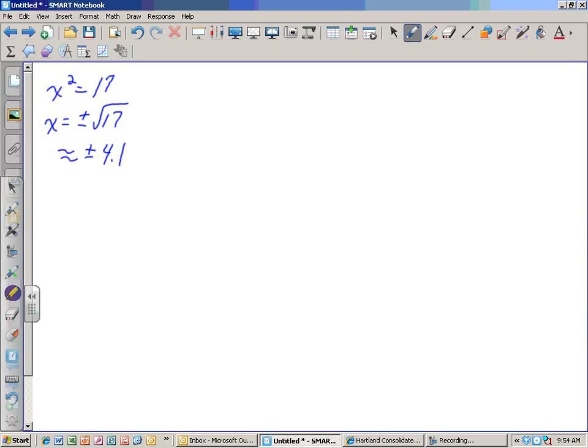So, and then there's this final way that we can find where it crosses the x-axis. And we have a formula. And it is called the quadratic formula.